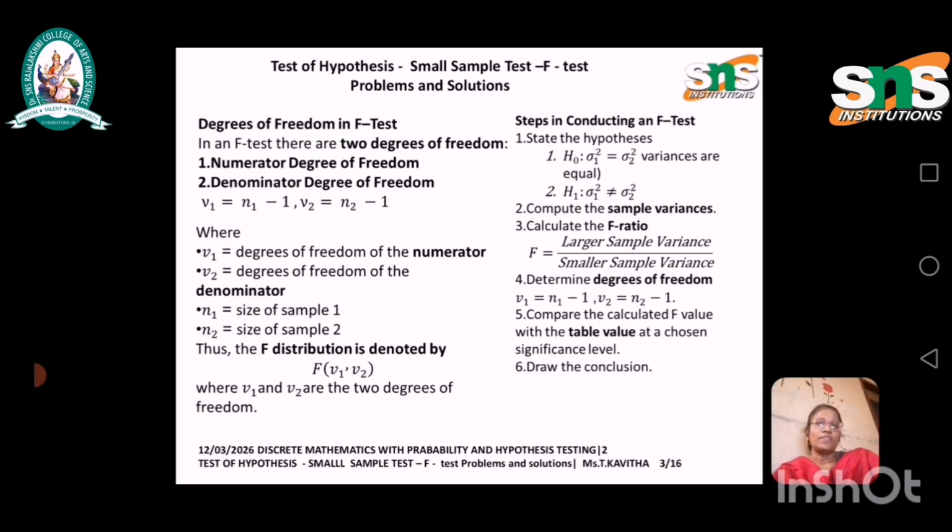Next, hypothesis. Here we define two types of hypothesis, null hypothesis and alternative hypothesis. Null hypothesis H0: sigma 1 square is equal to sigma 2 square, that is, variances are equal. The alternative hypothesis H1: sigma 1 square is not equal to sigma 2 square, variances are not equal. Then the F statistic formula, F equals S1 square divided by S2 square.